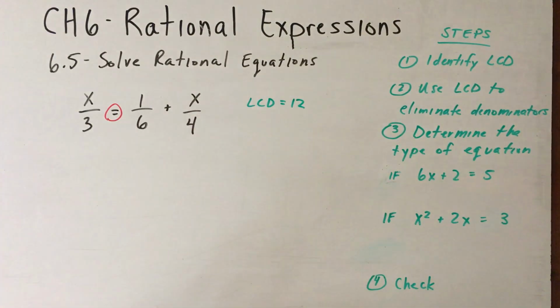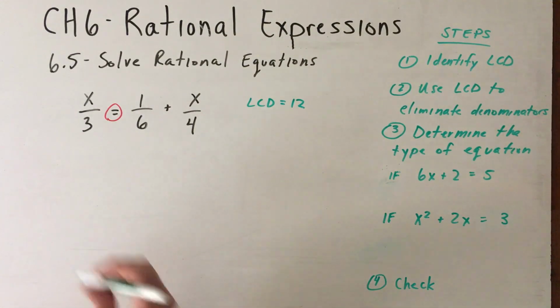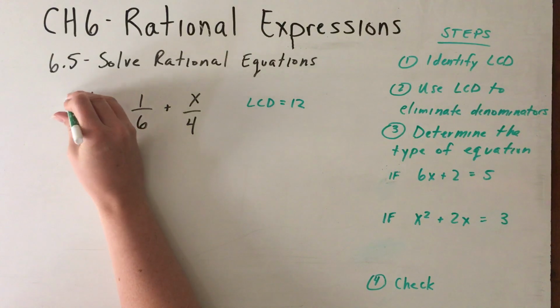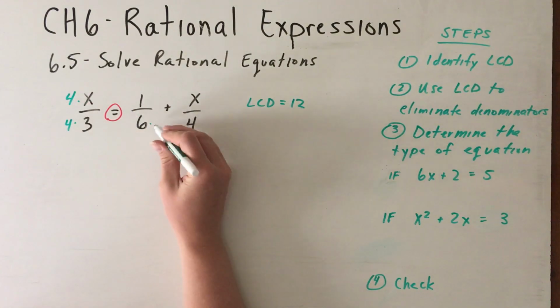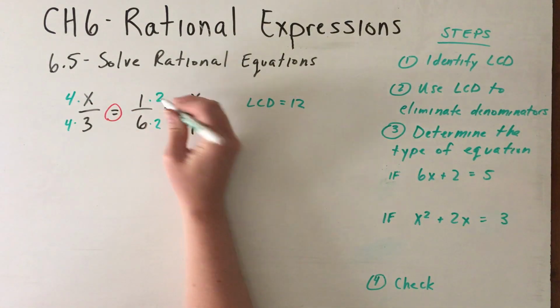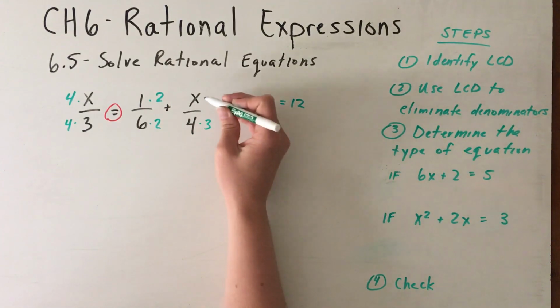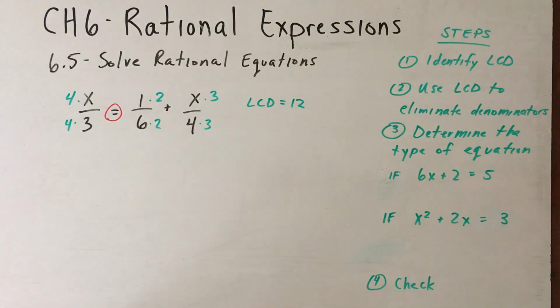If I want to make 3 into 12, then I have to multiply it by 4. And whatever I do to the bottom of that fraction, I have to do to the top. To make 6 into 12, I'd have to multiply it by 2, so do the same thing to the top and the bottom. And to make 4 into 12, I'd have to multiply it by 3, so do the same thing to the top and the bottom.